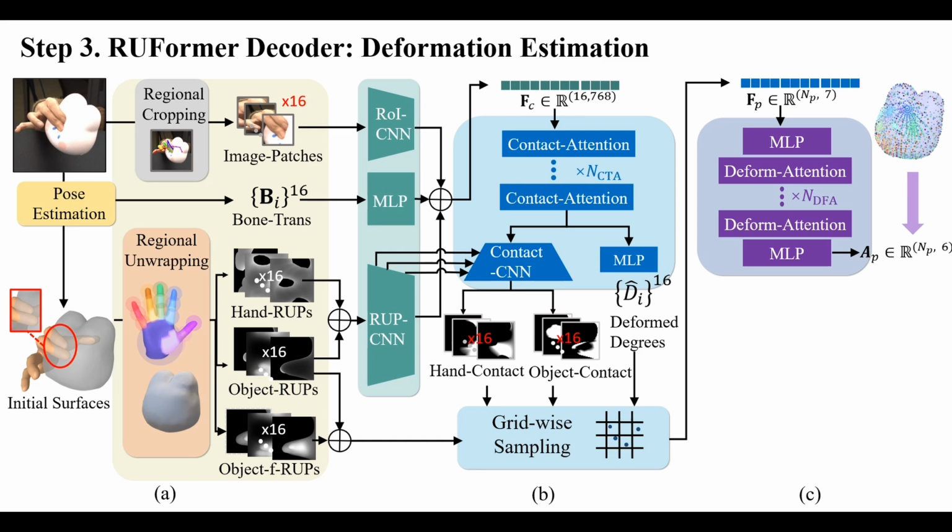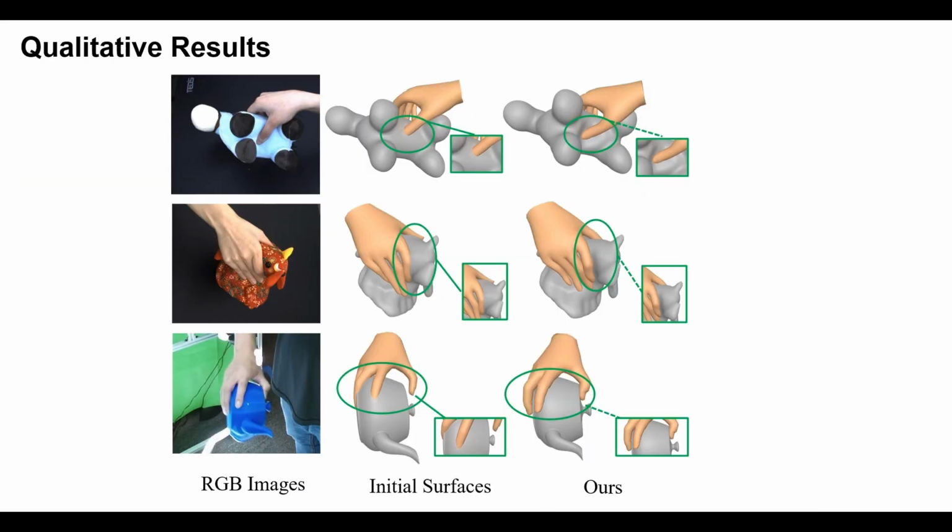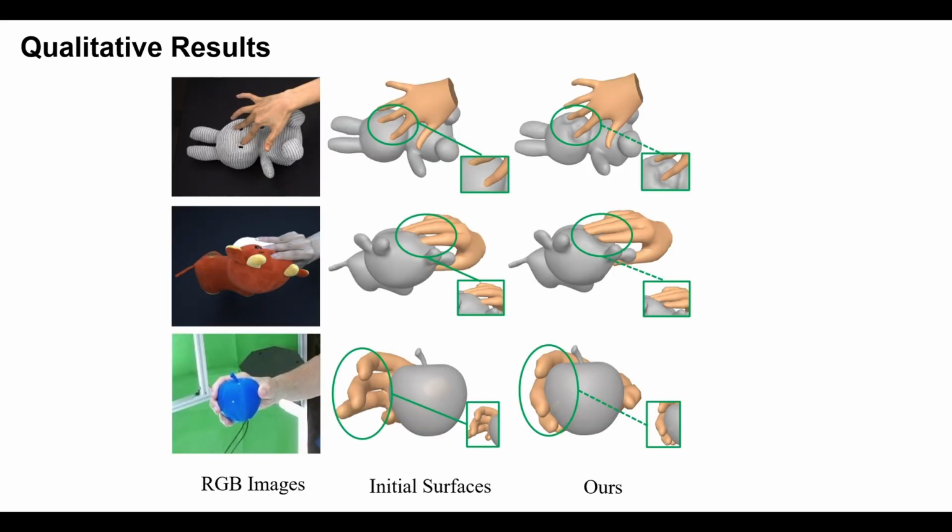Our deformation estimation network is designed to select NQ nodes from NP points and predict their affine transformations according to grid-wise sampling features. Based on hand-object contact maps and deformation transformations, we refine the hand and object surfaces. Our experiments demonstrate that the proposed framework can robustly estimate the deformed degrees and deformed transformations, which makes it suitable for both non-rigid and rigid contact.